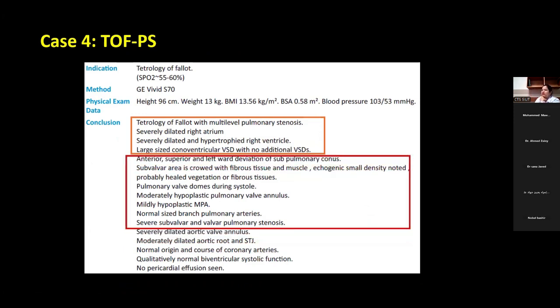And what are the different obstruction levels? These are very important. How the subvalvular area looks, how the valve looks, and how the branch PAs look. We don't have to just fixate on one thing, that there is obstruction.